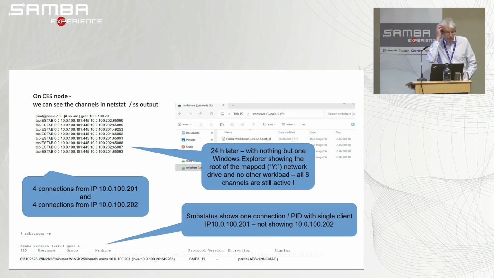On our CNS nodes, that's the name of our protocol nodes, we can see the multi-channel connection being established by just checking the network links, the netstat or ss output here. We see 8 TCP connections. They stay up. SMB status doesn't give us any clue whether it's multi-channel or not. Maybe that's an area for a future enhancement.